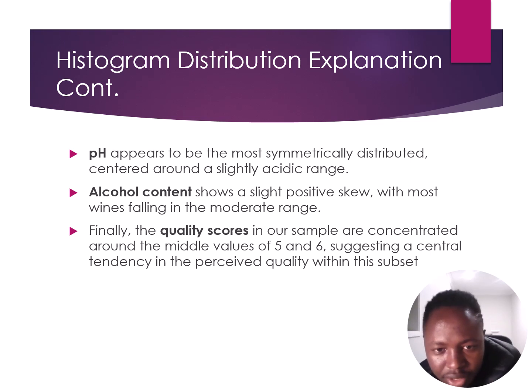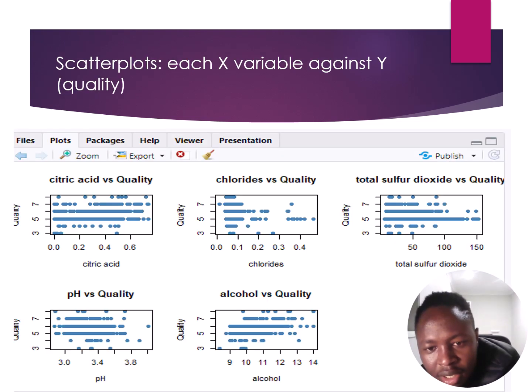We have pH, which appears to be most symmetrically distributed, centered around a slightly acidic range. Also, the alcohol content shows a slight positive skew, with most wines falling in the moderate range. Finally, the quality scores in our sample are concentrated around the middle values of 5 and 6, suggesting a central tendency in the perceived quality within this subset.